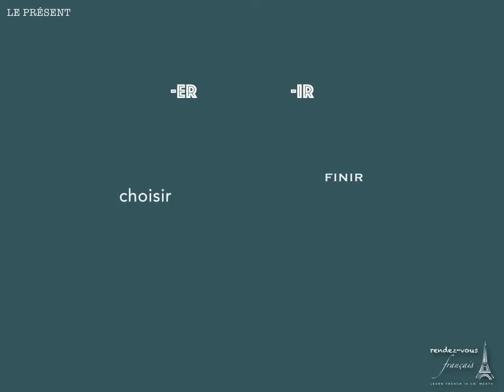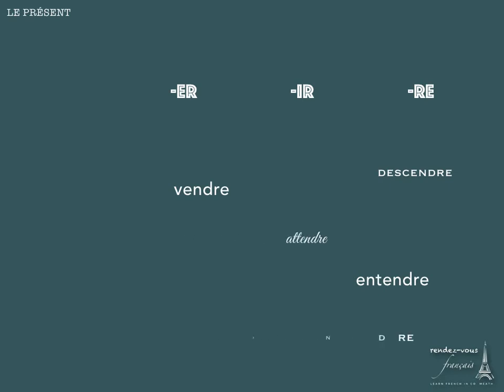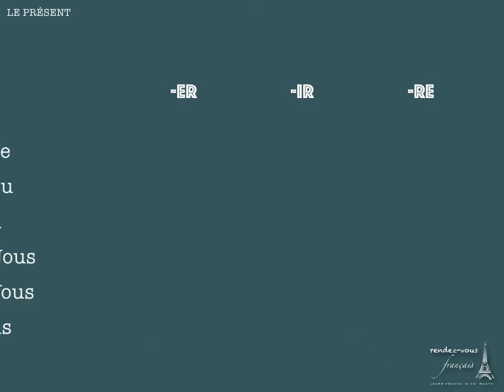The second type is ir. Par exemple, finir, choisir, grandir, grossir, agir, rougir, obéir. Tous ces verbes finissent en ir. Et le troisième type, the third type, c'est RE. Par exemple, vendre, descendre, entendre, attendre, défendre, prétendre, perdre. Tous ces verbes finissent en RE et tous ces verbes fonctionnent de la même manière au présent.